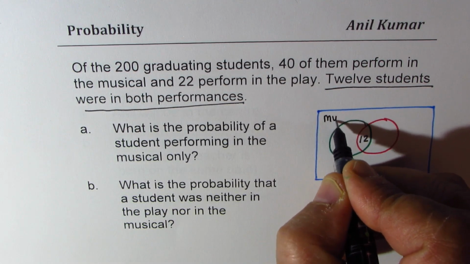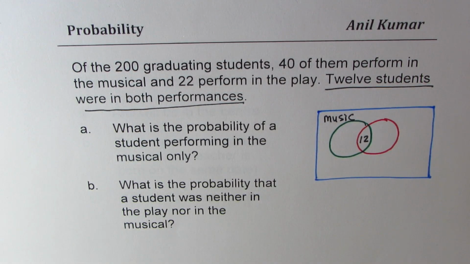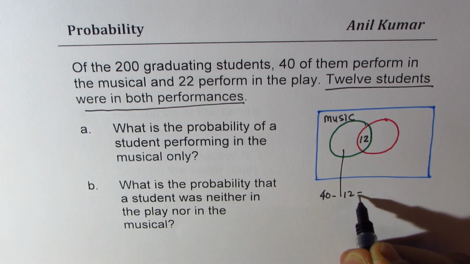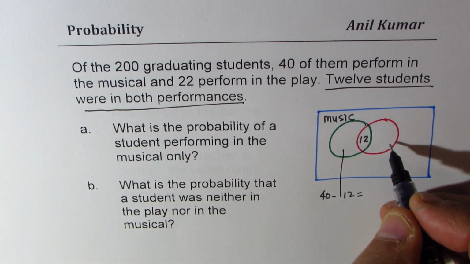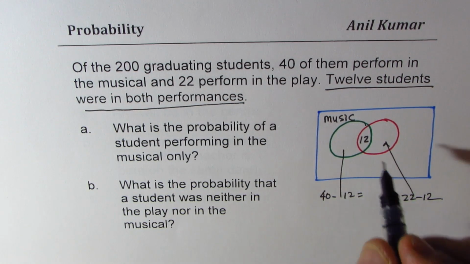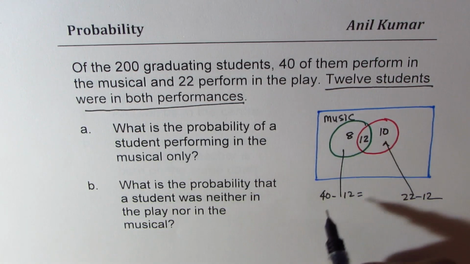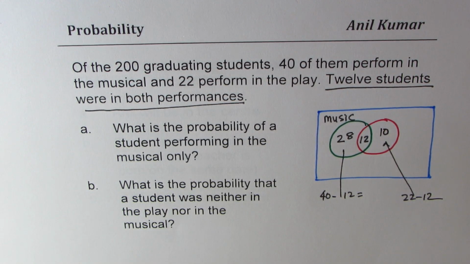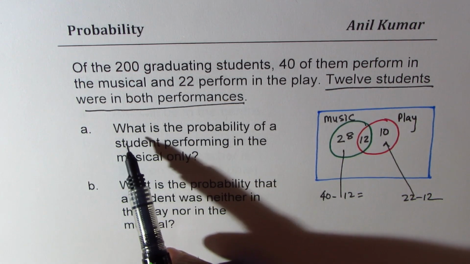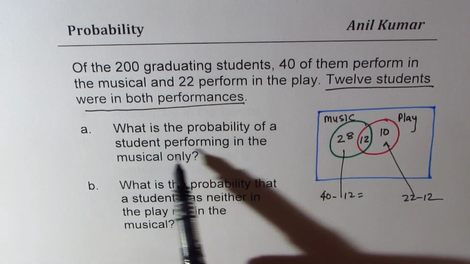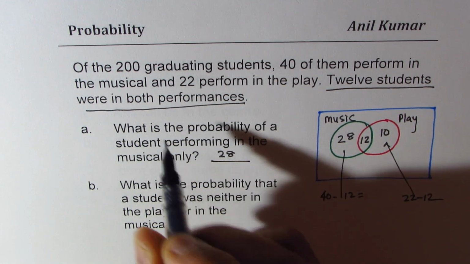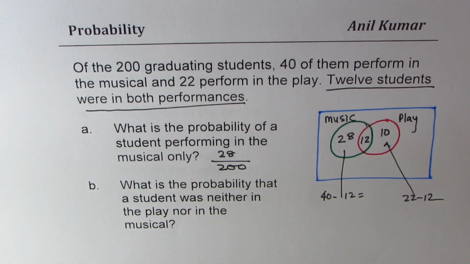Now, if we say music, then in music there are 40. So 40 minus 12 comes here. So this group is 40 minus 12, correct? And the other group, 22 in all, is 22 minus 12, correct? So 22 minus 12 is 10, 40 minus 12 is 28. So that is the number of people who are involved in play or in the music. Is that clear? First part is, what is the probability of a student performing in the musical only? That means we're only interested in 28. Out of how many? Out of 200. So that becomes the solution, correct?